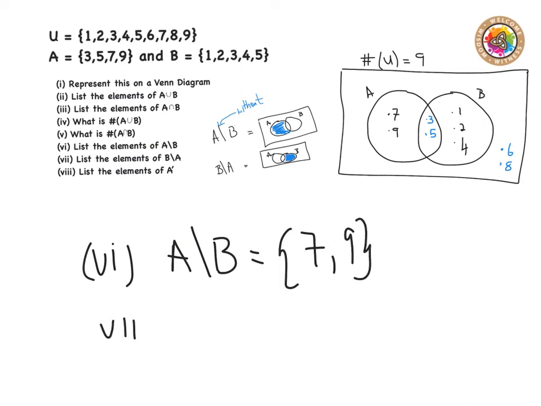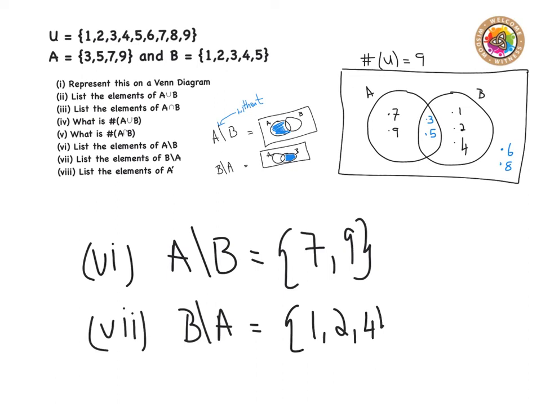Similarly, if I look and list the elements of B without A, well, I can see here, B without A is this part here. Okay, so where there's no overlap. So it's just this bit here. So it's going to be the elements 1, 2, and 4.